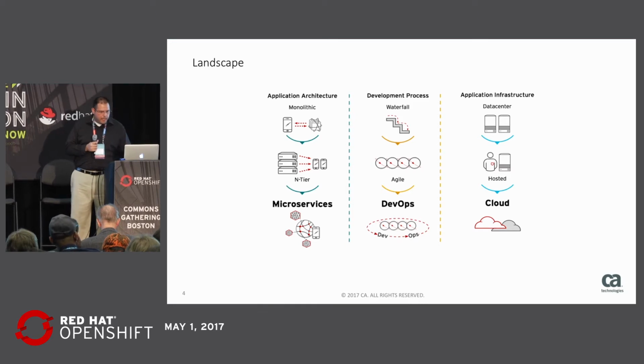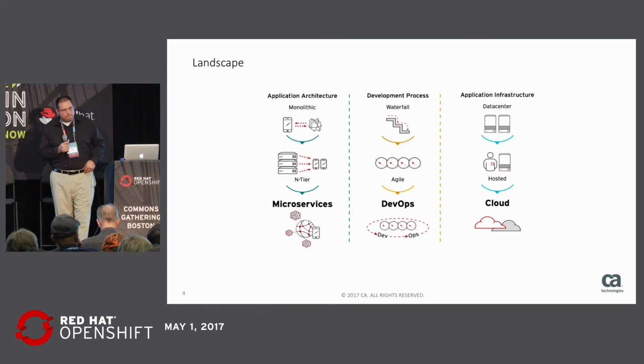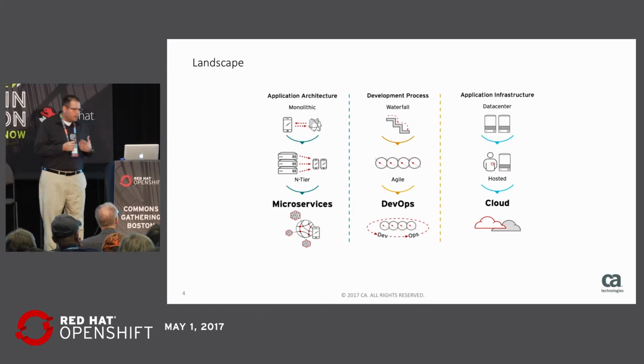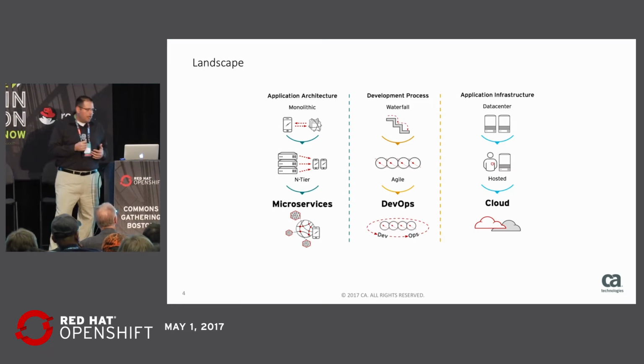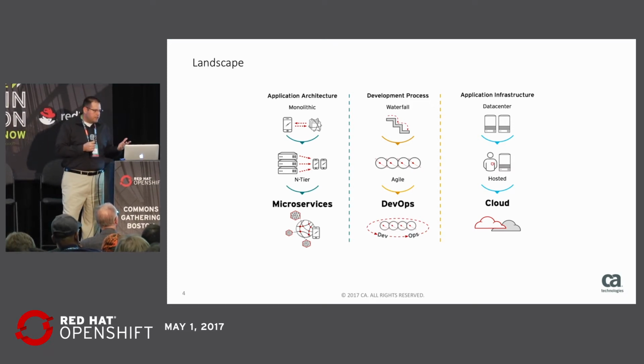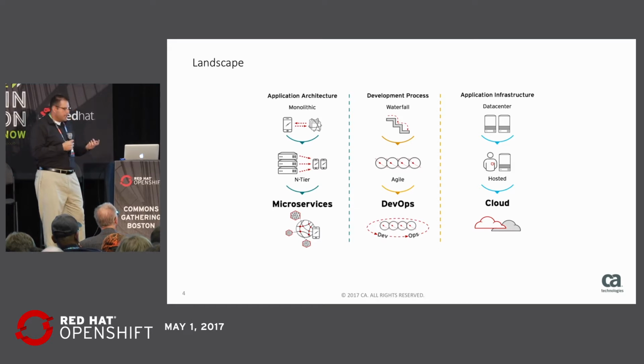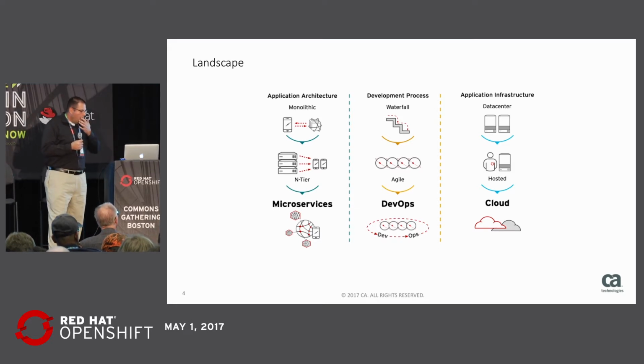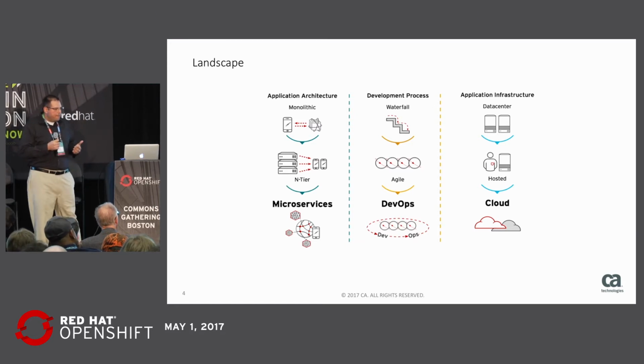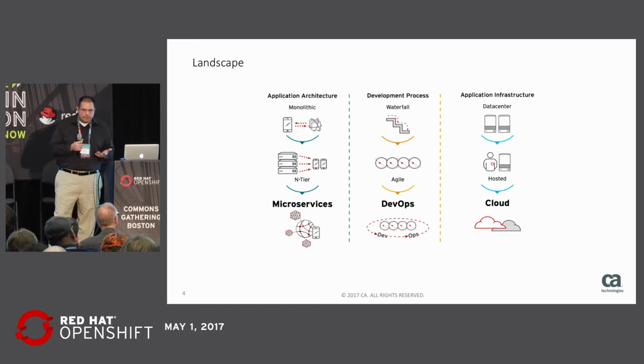CA's landscape today involves a variety of different applications. You can see the traditional monolithic service, N-tier, microservices, with multiple development processes and running on different infrastructures.